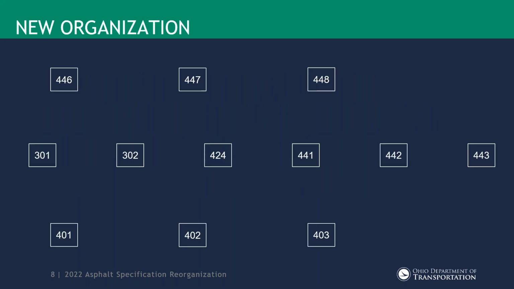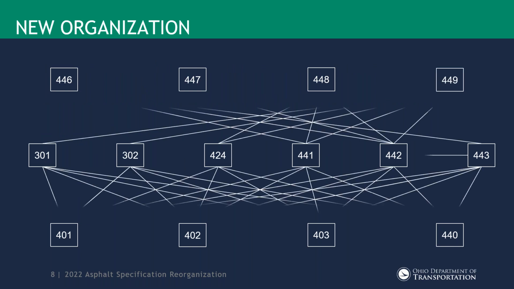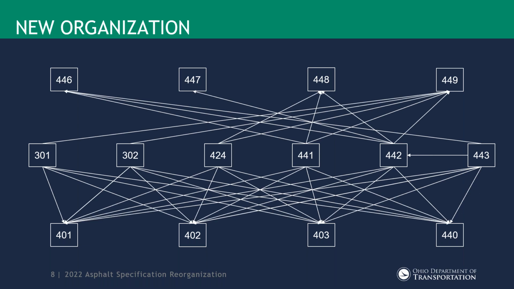So we still have all the same specs we had before. Like I said, we added 440 and 449, and we still have plenty of references across all this. But what I like to point out here is that on the bottom half of the screen there, everything is totally symmetrical. So there's 4 lines coming out of all the pay items pointing to all 4 of the boxes on the bottom. So if we wanted to completely revise 403, we could just pull it out, put a new one in there, and it wouldn't break anything, wouldn't cause any problems.